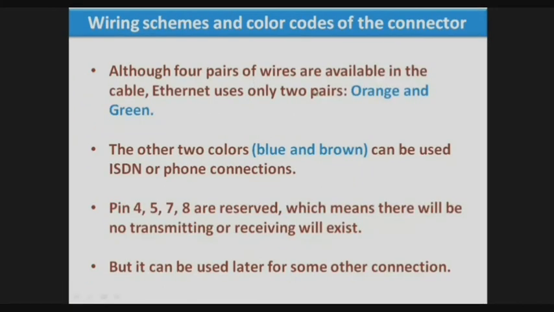Although 4 pairs of wires are used in RJ45 connector, that is in twisted pair cable, Ethernet uses only 2 pairs, that is orange and green color wires. The remaining 2 colors, blue and brown, can be used for ISDN, that is telephone digital connections. So if you want an Ethernet LAN connection, then the orange and green color wires are used to get access to the net and internet.